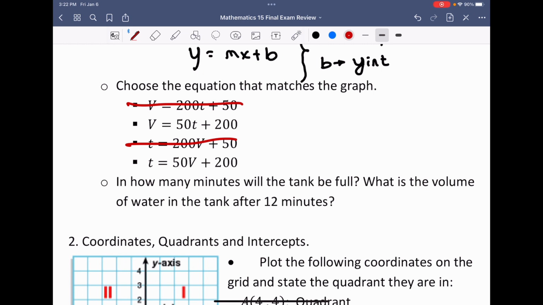Now we look at the other two. Remember, this has to be our output variable. Time was not our output, so this is not the possibility. Therefore, our equation is simply this one here, which I'll circle in blue.